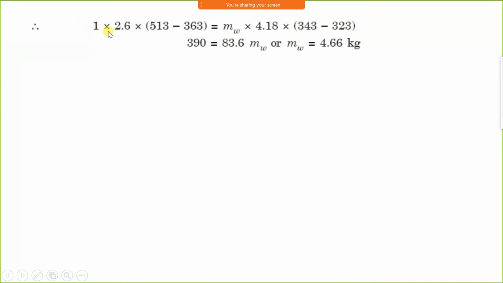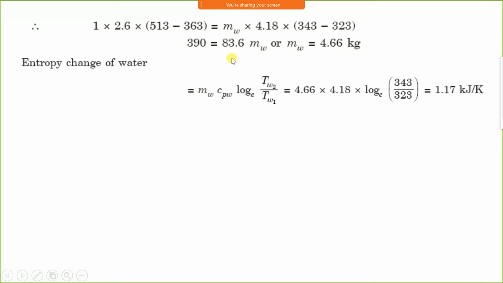Mass of oil is 1 kg, 2.6 specific heat of oil, initial temperature of oil 513, final temperature of oil 363 Kelvin. Then the mass of water we have to calculate. 4.17 is the specific heat of water. Specific heat of water is not given. This is a constant value. We have to remember it. Then final temperature of water 343 minus initial temperature of water 323. Then we will get the mass of water as 4.66 kg.